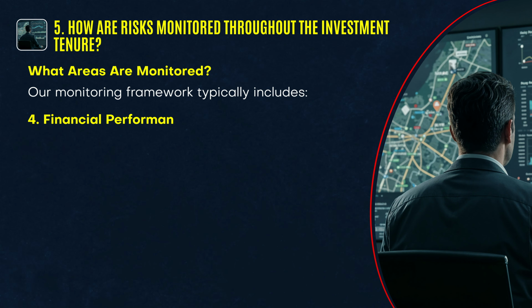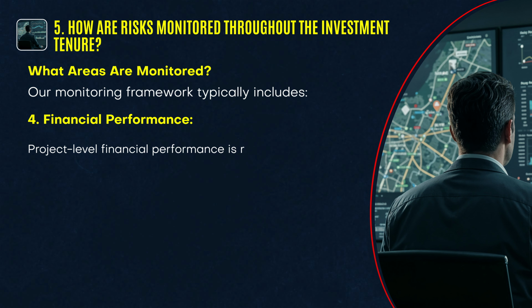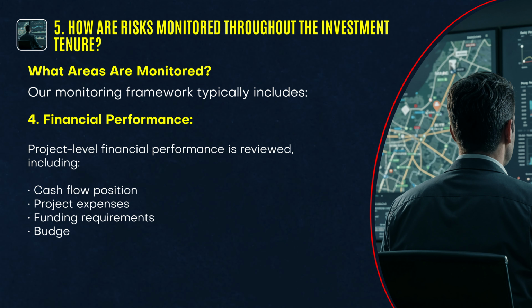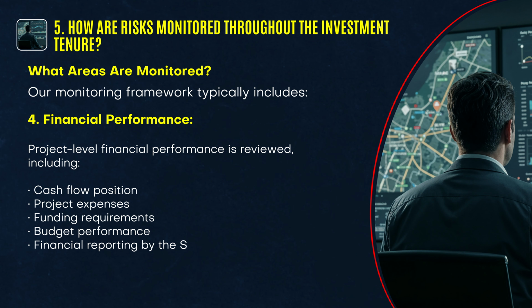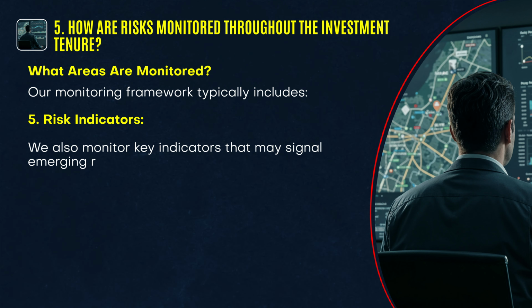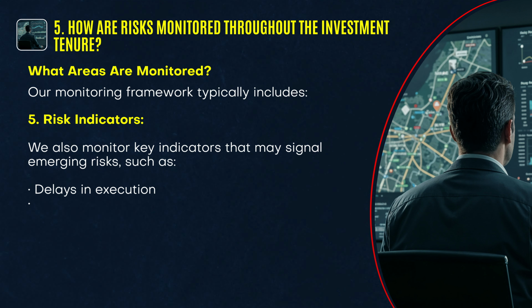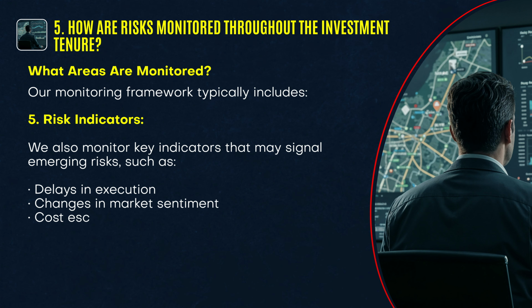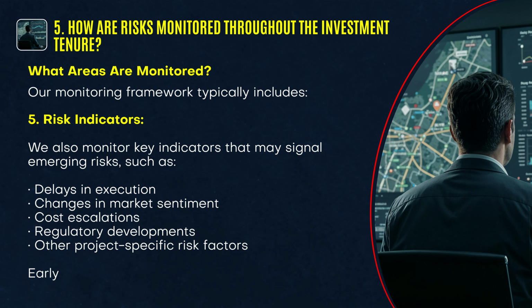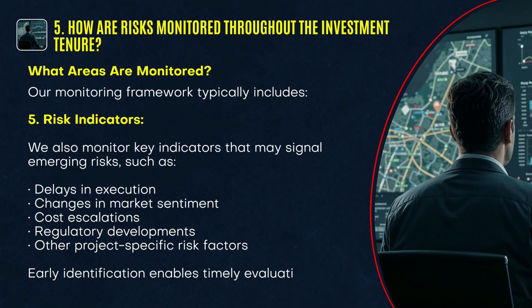4. Financial performance. Project-level financial performance is reviewed, including cash flow position, project expenses, funding requirements, budget performance, and financial reporting by the SPV. This supports disciplined financial management throughout the investment lifecycle. 5. Risk indicators. We also monitor key indicators that may signal emerging risks, such as delays in execution, changes in market sentiment, cost escalations, regulatory developments, and other project-specific risk factors. Early identification enables timely evaluation and response.